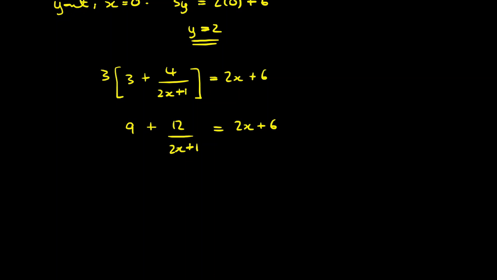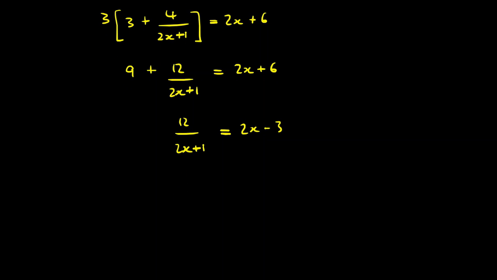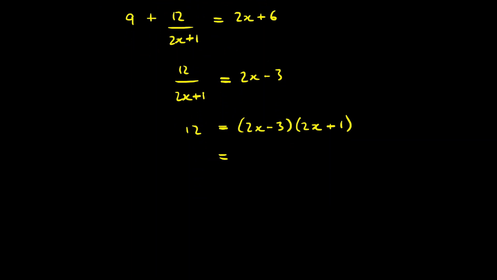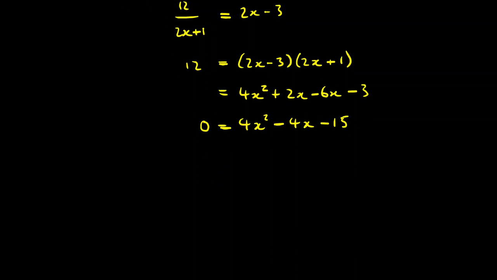Then I'll subtract the 9 from both sides first. So 12 upon 2x plus 1 is equal to 2x minus 3. And I'm going to multiply through by 2x plus 1. So I'm going to get 12 is equal to 2x minus 3, bracket, 2x plus 1. Now I've got to expand this quadratic. What I'm going to get is 4x squared plus 2x minus 6x minus 3. If I simplify everything, I get 4x squared minus 4x, and then minus 3 minus 12 is minus 15.